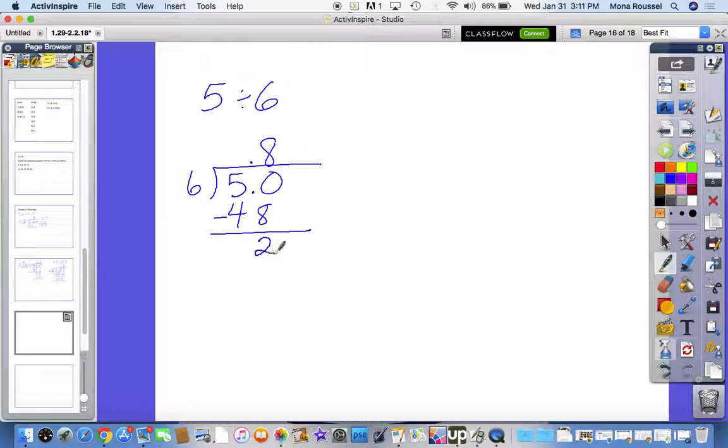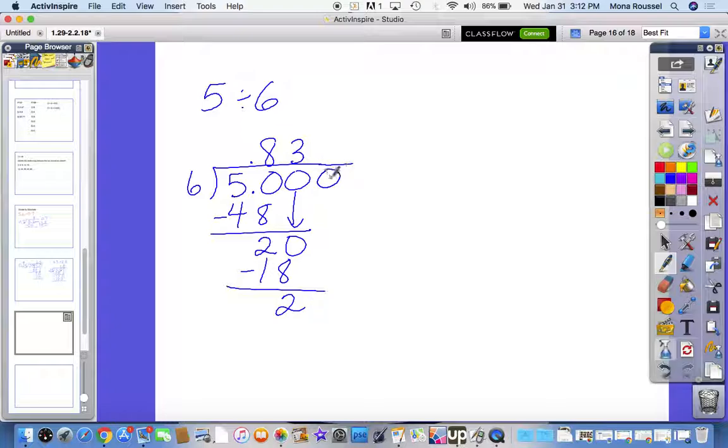We subtract and get 2, which is less than the divisor, but we have a remainder, which we can't have, so we're going to add a 0, bring it down, and divide again. 6 goes into 20 3 times. 3 times 6 is 18. And we get a remainder of 2 again.